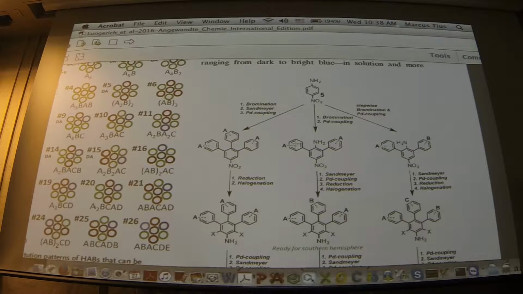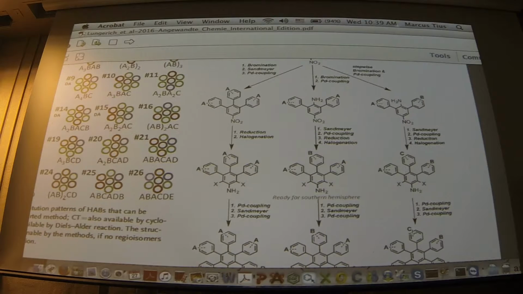So let's see if you can see the cursor. In this case, they've brominated at the ortho positions, and then they get the diazonium compound, and they produce the same aromatic ring in all three sites. But you don't have to do it that way. You can do it stepwise, where you brominate one at a time, do cross couplings here, then do a Sandmeyer, then do a cross coupling.